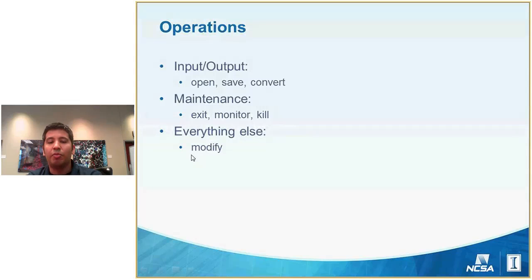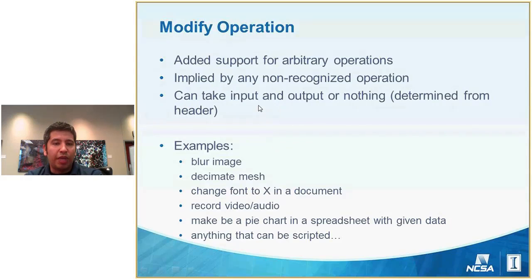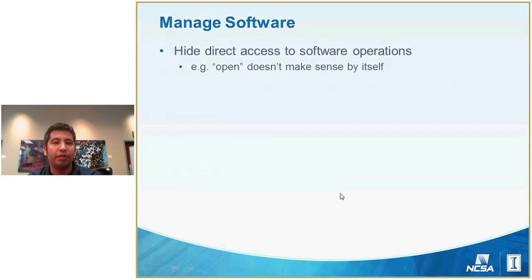And then there's a modify operation, which tries to encompass everything else that's not covered up there. So stuff like, in between an open and save operation, do something to the file, and then save it back out again. It's a way of capturing other functionality within software as well. Stuff that could go into modify operations: in image software, like blurring an image or running an edge detector. In 3D software, maybe decimating a mesh to make it smaller. Changing a font in a document, printing, making pie charts in spreadsheets, stuff like that. So you modify the data once it's open in the file and then save it back out again.